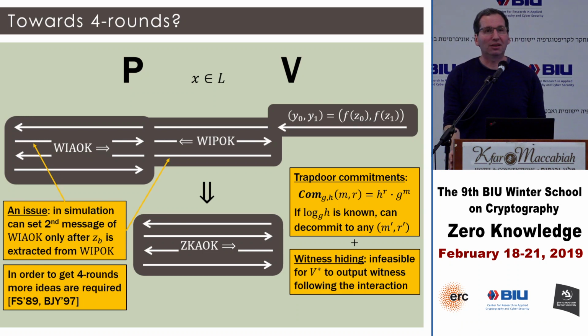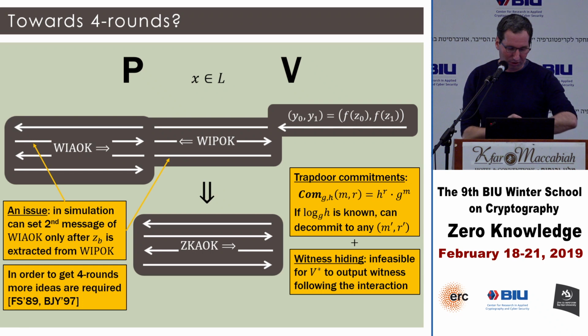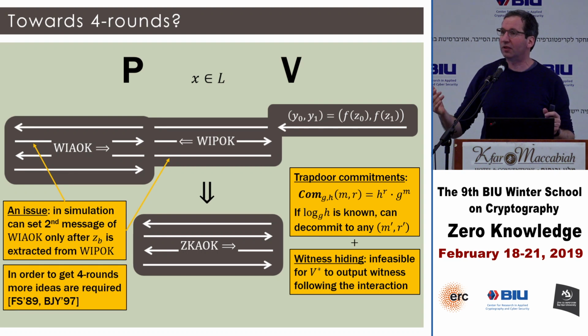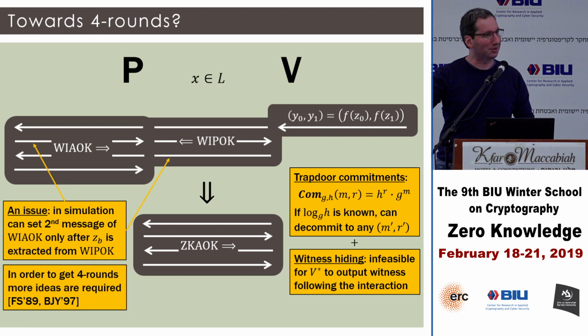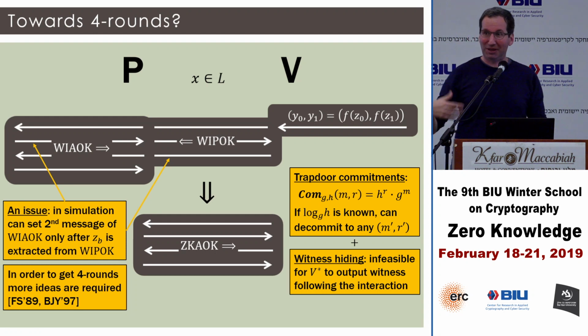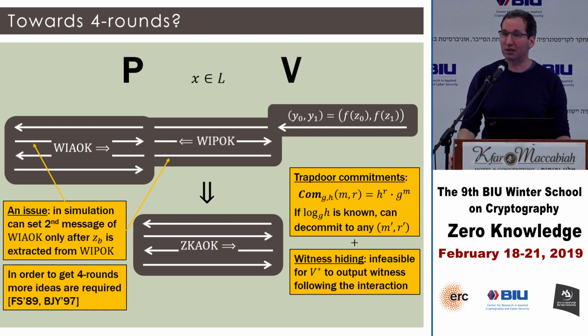And another tool that is being used that we're about to talk about is the notion of witness hiding. What is witness hiding? It's yet another relaxation of zero knowledge. Whereas witness indistinguishability says you cannot distinguish which witness was used, witness hiding says that the interaction doesn't allow us to extract the witness. It might leak information on the witness, but the whole witness is not revealed.